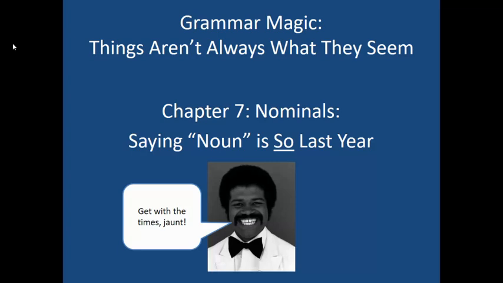So we're going to jump to Chapter 7. Think about how we just finished this whole unit on verbs, and we're going to work our way through the form classes. So now after we've left verbs, we're going to focus on nouns. But we're going to find that our author is going to use new terminology for us. The whole unit's going to be about grammar magic, that things aren't what they seem, and we're going to look at what we call nominals, because saying noun is so last year.